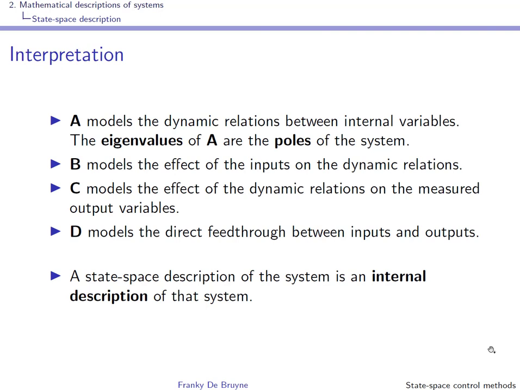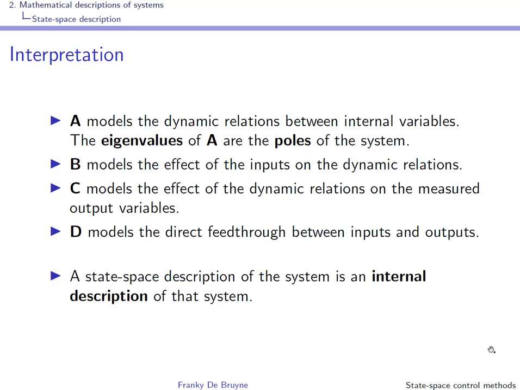The matrix A models the dynamic relation between internal variables, and the eigenvalues of A will be the poles of the system. So this is how we extend the notion of a pole to a multivariable system. B models the effect of the inputs on the dynamic relation. C models the effect of the dynamic relation on the measured output variables. And as mentioned before, D models the direct feed-through between inputs and outputs.